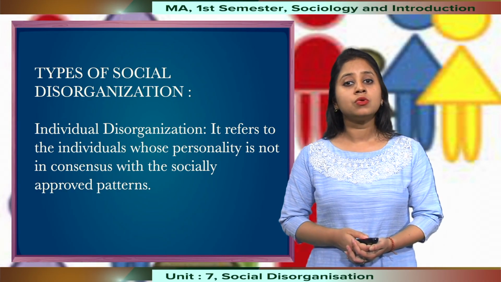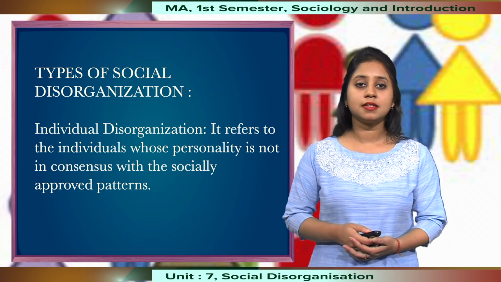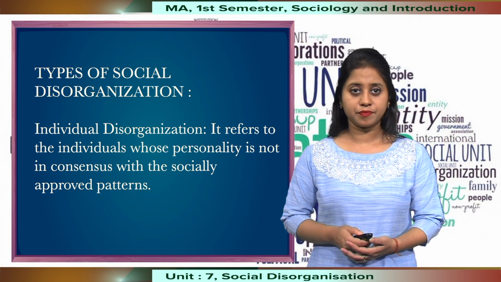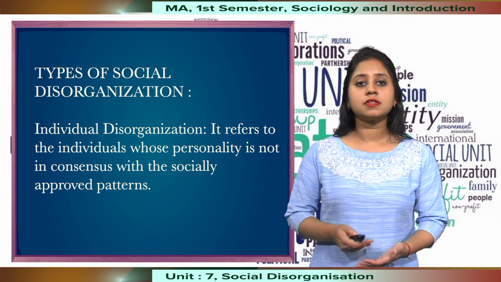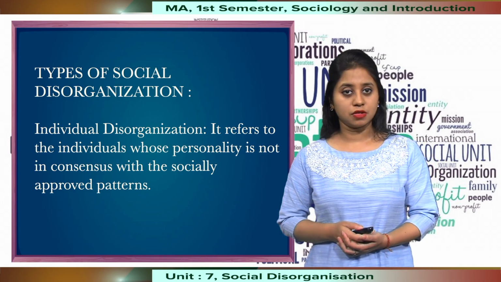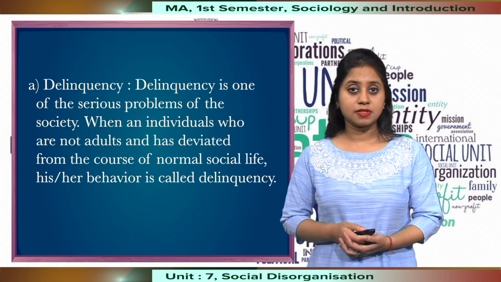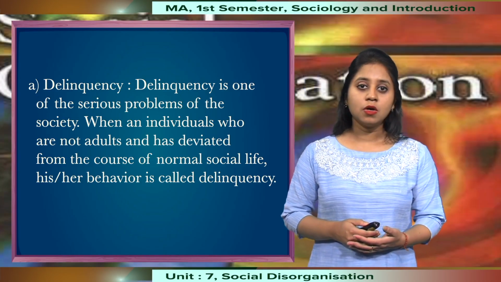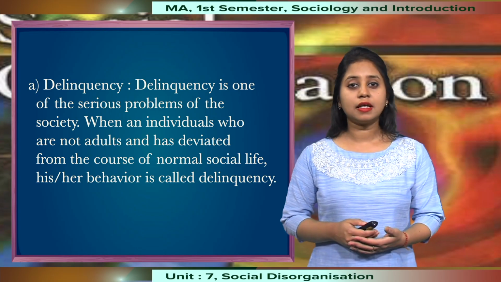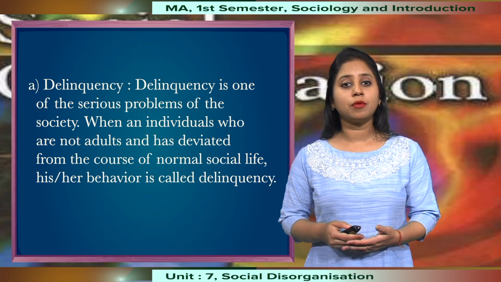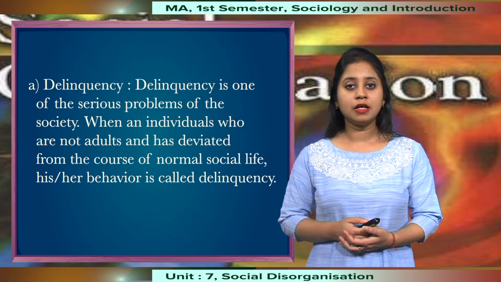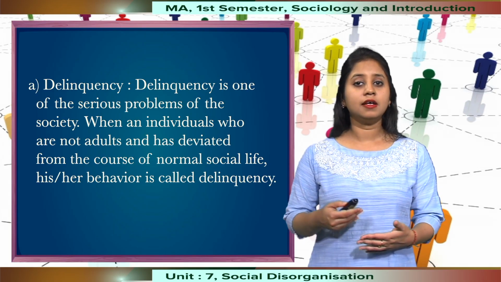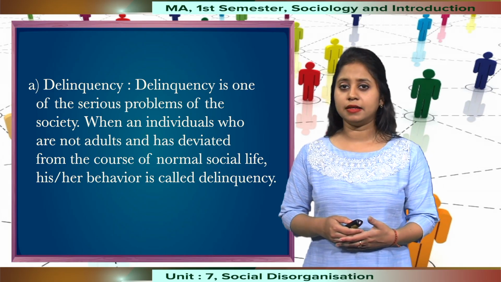It refers to individuals whose personality is not in consensus with the socially approved patterns. Now, there are various reasons or forms of individual disorganization. First of all, delinquency. Delinquency is one of the serious problems of a society. When an individual who is not an adult yet has deviated from the course of normal social life, then his or her behavior is known as delinquency and he or she is known as a delinquent.